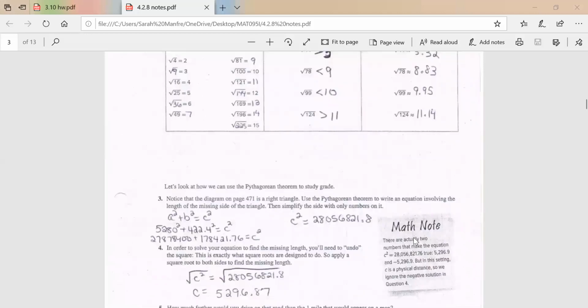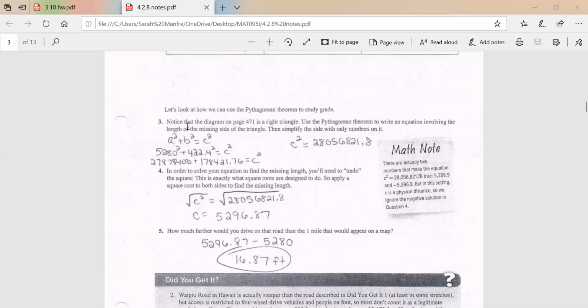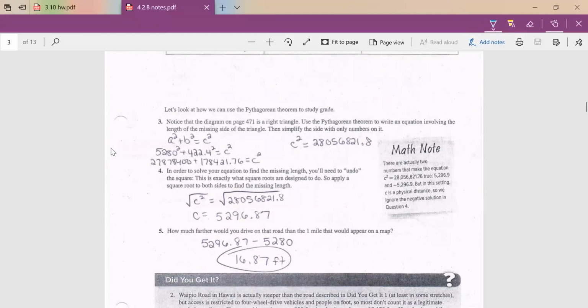Okay, so this next section is key. So now we're going to use Pythagorean theorem. So first, question 3 is saying, notice that the diagram on page 471 is a right triangle. Use Pythagorean theorem to write an equation involving the length of the missing side of the triangle. So first thing is, let's revisit this triangle. And if you remember, it looks something like this, right? So let's label A, B, and C. Well, remember, C is always the hypotenuse, which is your longest side. So that means that this is going to be your C. And A and B are the 2 legs. So this is going to be A, and this is going to be B.